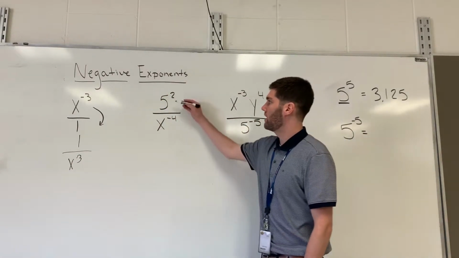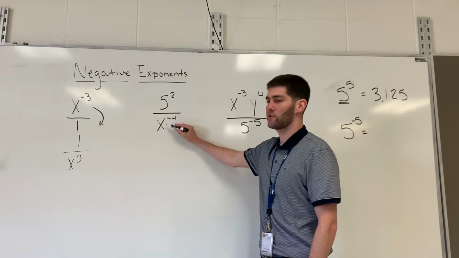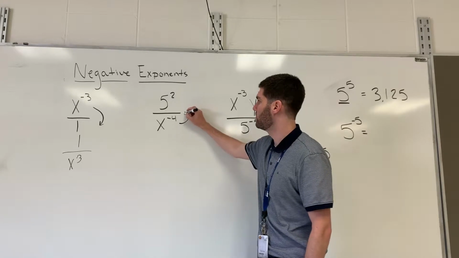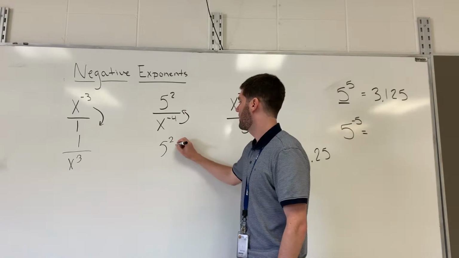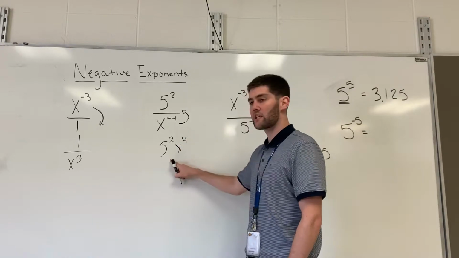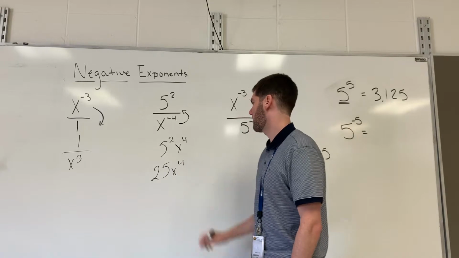For this one, this 5 has a positive exponent, but underneath has a negative exponent. So x to the negative 4 has to be moved on top. 5 squared, x to the 4th power. This can be simplified to 25 x to the 4th.